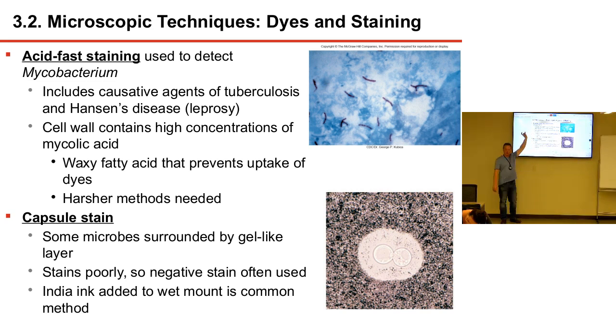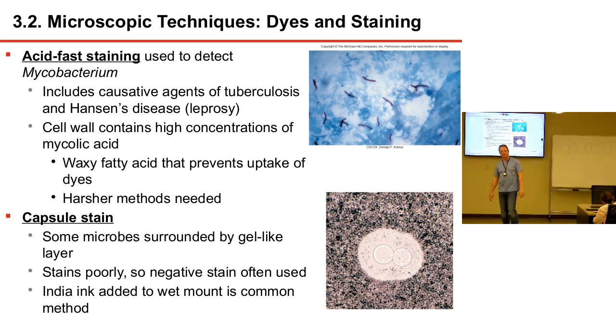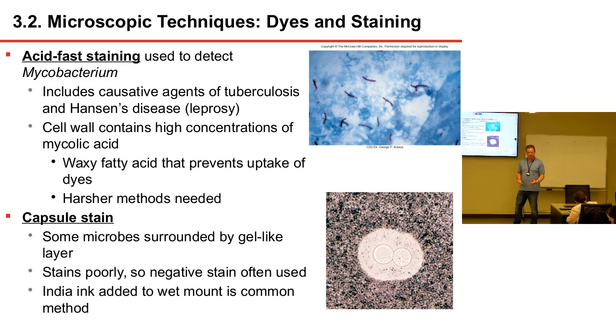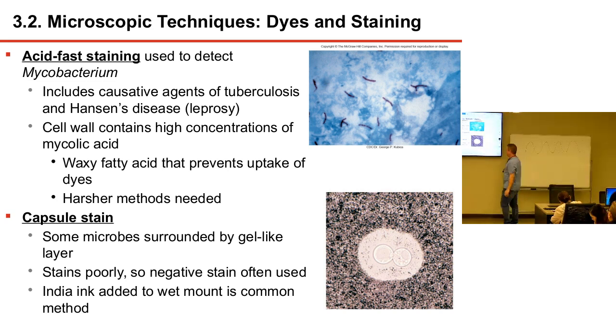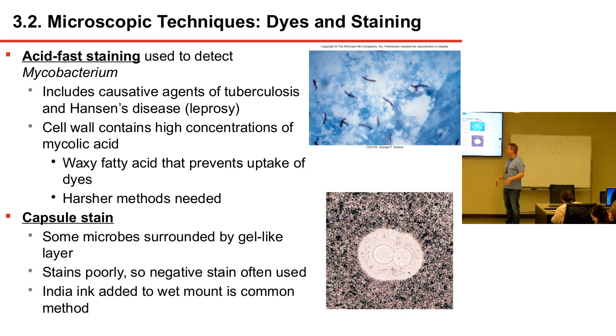So see that myco, M-Y-C-O? That stands for mycolic acid. Mycolic acid is what these cells are made up of instead of peptidoglycan. They don't have any peptidoglycan in their cell wall. Instead, they're made up of this mycolic acid. It's a very waxy, fatty acid, so it repels the stain. It's really hard to stain them.